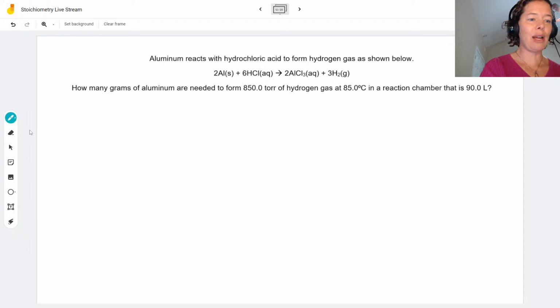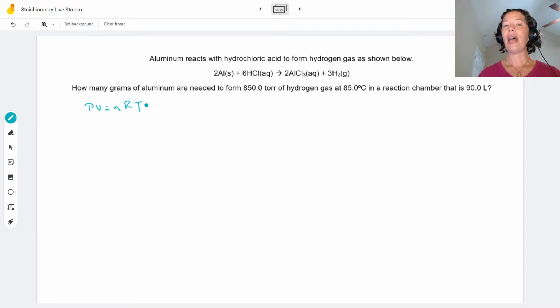So let's go ahead and write that down. Let's get our ideal gas law equation written down. So this is PV equals nRT. P is pressure, V is volume, n is number of moles, R is your universal gas constant, and T is temperature. The one thing I do want to mention for temperature, make sure you convert to Kelvin. Do not put your temperature in this formula still in Celsius. So that is something that we will do on the fly.